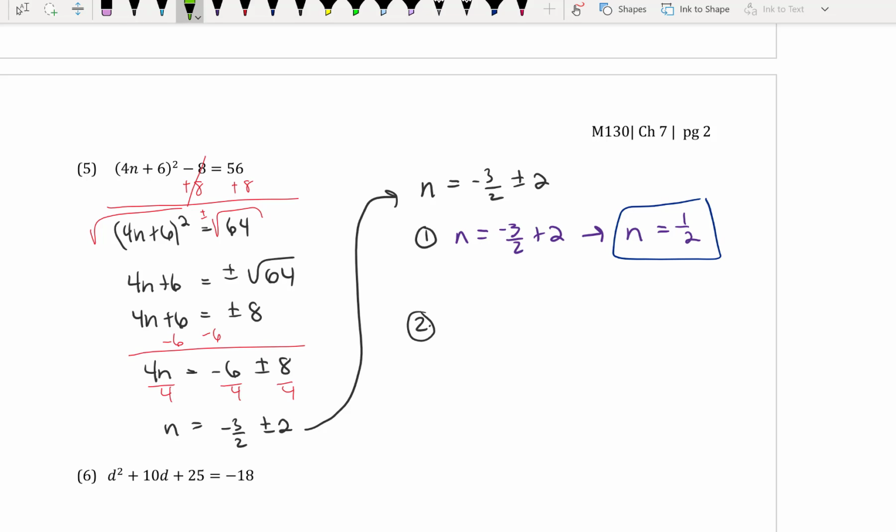Now, for my second answer, I'm going to have n is equal to a negative 3/2 minus 2. I do the exact same thing, except now instead of a plus, it's going to be a minus. So negative 3/2 minus 2 gives me a negative 7/2. So now I have that n is equal to a negative 7/2 as my final answer. So those are my two answers.